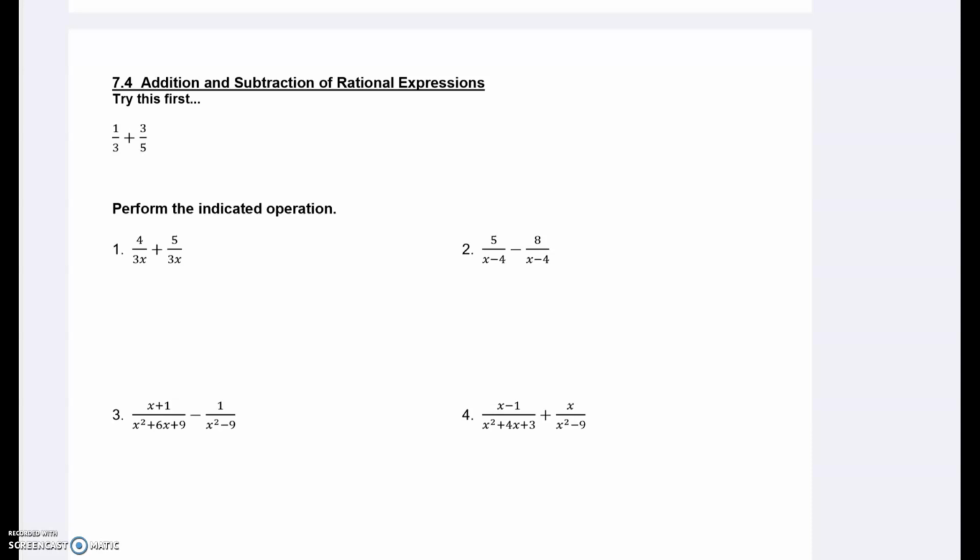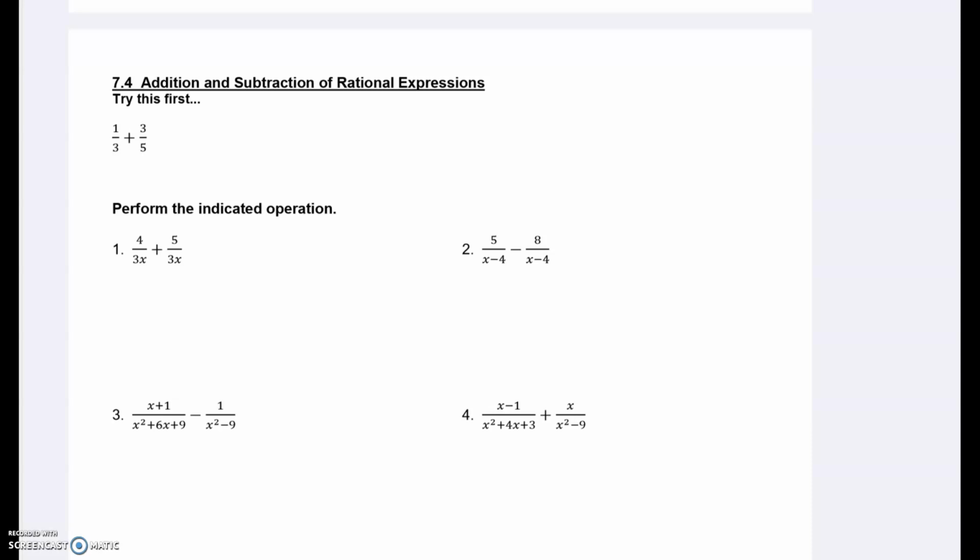Today we're going to add and subtract rational expressions, and really this is just adding and subtracting fractions, just like we did back in elementary school, or whenever it is that you learned how to add fractions. So let's go back to the basics.